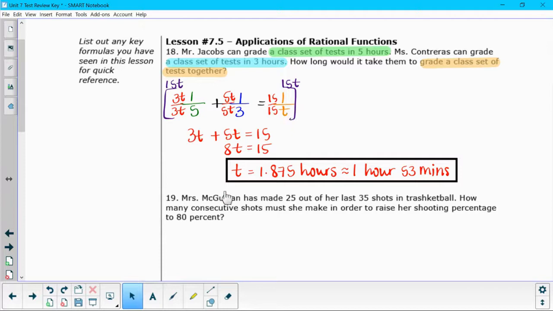Now, I approach this in a way where I am solving just a regular rational equation. So I'm going to get a common denominator, which is going to be 15t. So I give everything what it needs so that it has a common denominator. So the first one needs 3t, second one needs 5t, and the third one needs 15. Once I have that taken care of, I can cancel out that common denominator, leaving me with 3t plus 5t equals 15. 8t is equal to 15. So t is equal to 1.875 hours, or you could say 1 hour and 53 minutes.